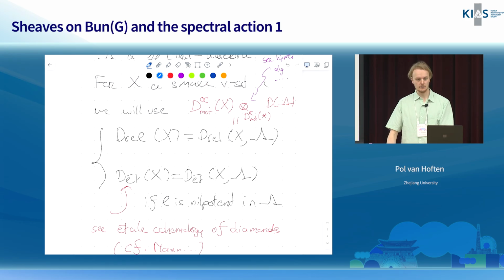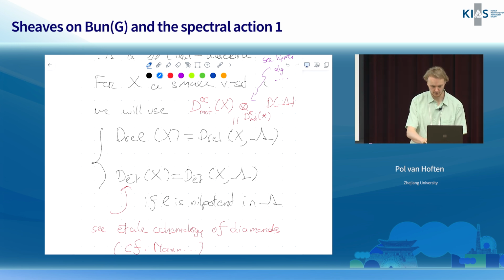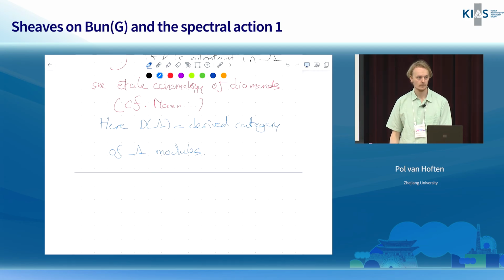And the reason I also want to use D_etale is because many things are easier to explain with D_etale than with D_rel. My strategy will be to explain everything with D_etale, and then at the end, if I have time, I'll also explain what's really going on. So there is going to be some relationship between these.